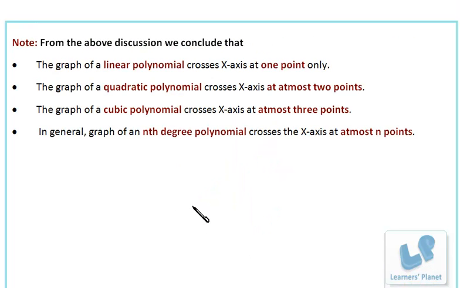So let's do a quick recap. The graph of a linear polynomial crosses the x-axis at one point only. The graph of a quadratic polynomial crosses the x-axis at most 2 points. The graph of a cubic polynomial crosses the x-axis at most 3 points. In general, the graph of an nth degree polynomial crosses the x-axis at n points, right? At most n points, right? Maybe less than that, but maximum is n.